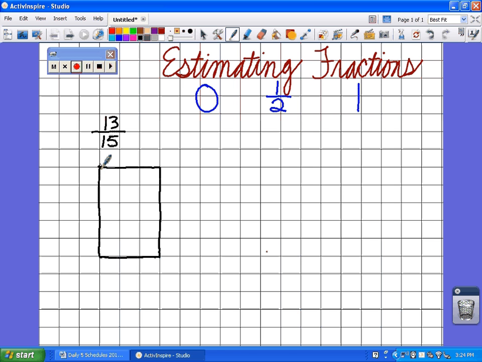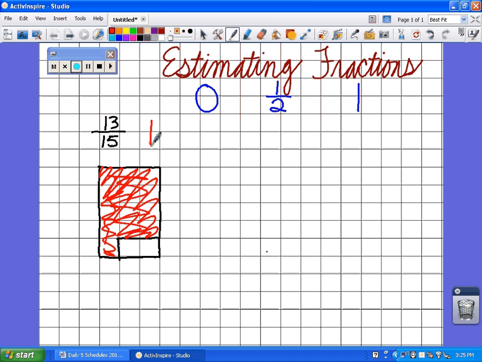So our rectangle represents one whole thing, and there's 15 pieces that make up the whole, the denominator 15. And then we can see 13, and from there we can shade that in, and we can see that 13/15 would round to approximately 1 whole, because almost the whole thing is shaded in.